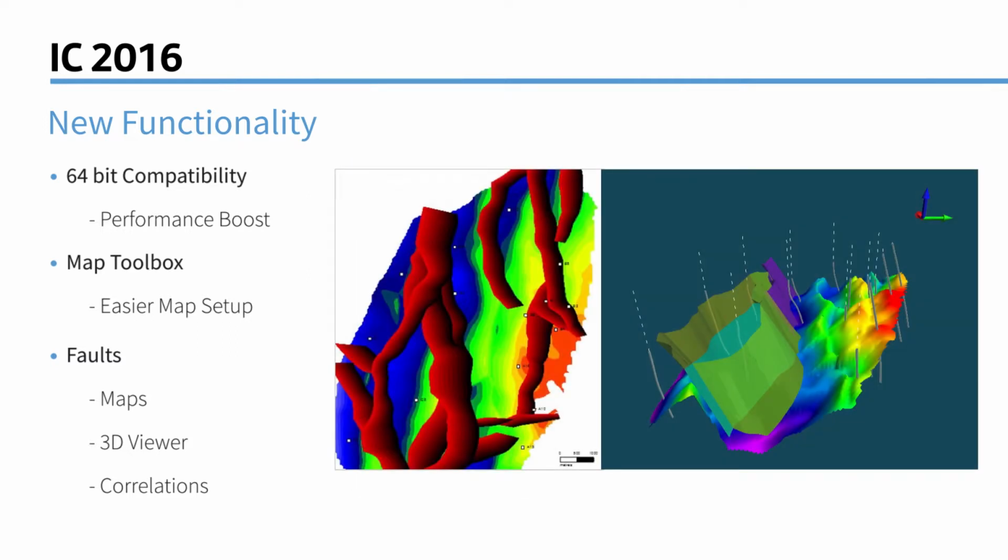We also added in the ability to import fault planes. So this can either be direct from files or through our data links, and you can display these on your maps. You can show them in the 3D viewer. They can also be displayed on any correlations, and the faults will then be displayed at the appropriate location on the line of correlation between your wells.